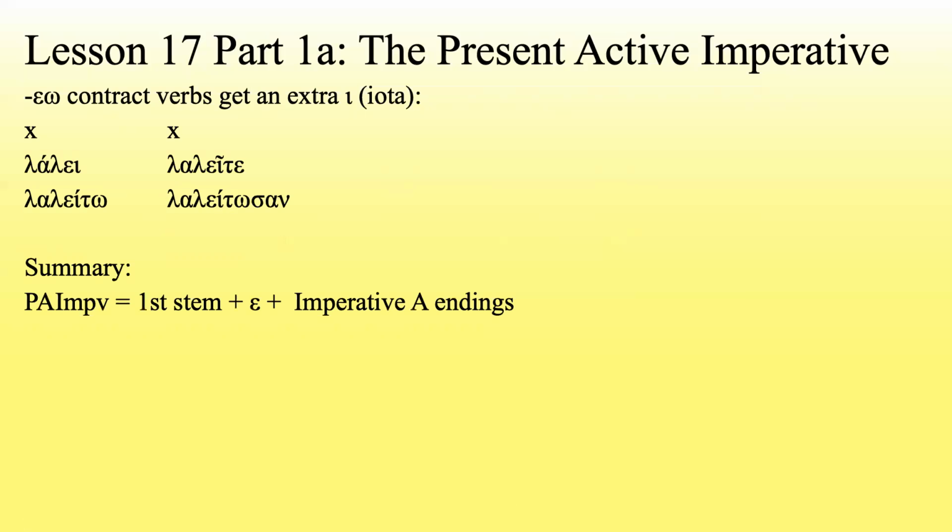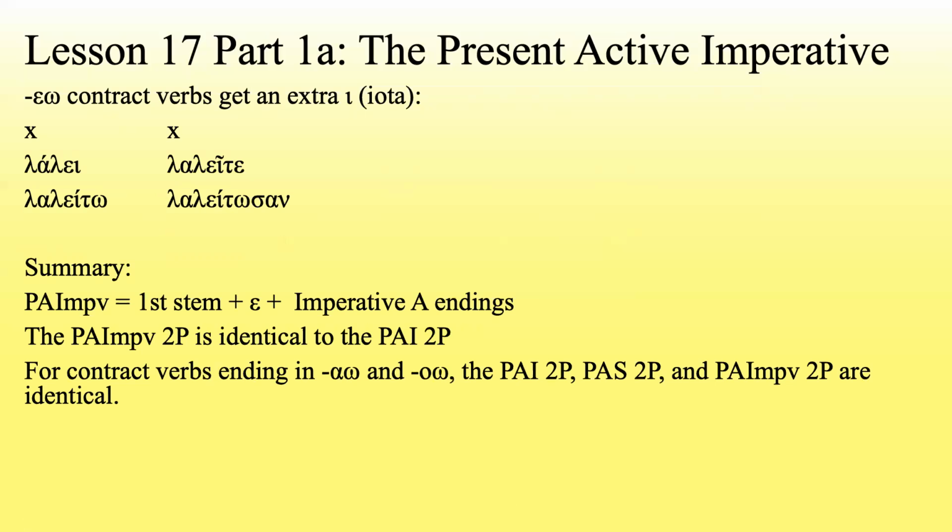So summary, present active imperative is first stem plus epsilon plus imperative A endings. The present active imperative second plural is identical to the present active indicative second plural. And so for contract verbs that end in AO and AO, the present active indicative, present active subjunctive, and present active imperative second plurals are all identical, and we need to learn the new endings.